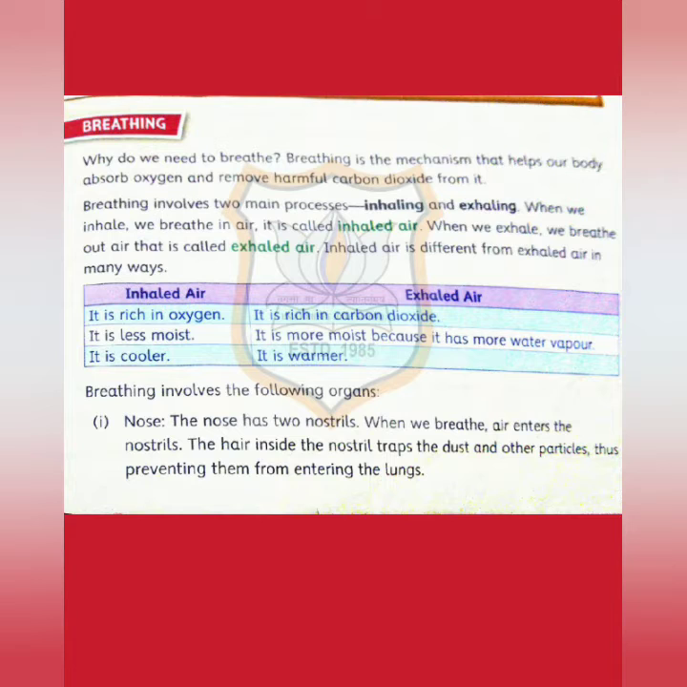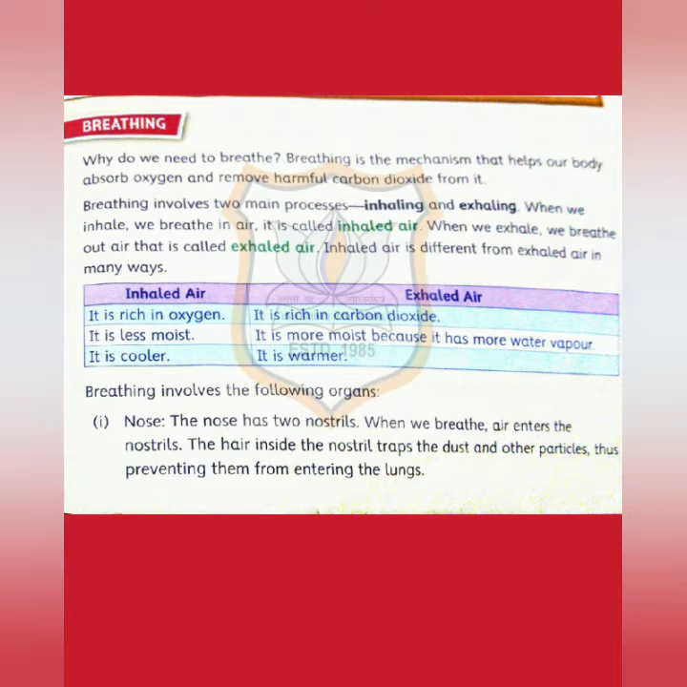Next point is, inhaled air is less moist, and exhaled air is more moist because it has more water vapor. Carbon dioxide carries more water vapor. Next point is, inhaled air is cooler, while exhaled air is warmer in nature. So these are the three main differences between inhaled air and exhaled air.